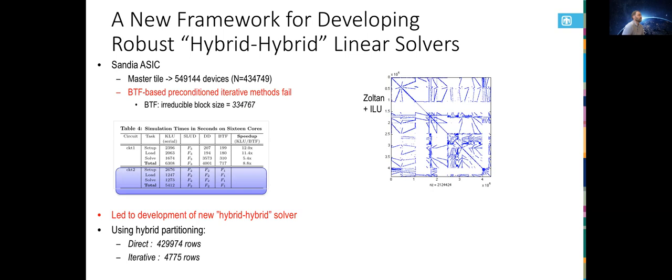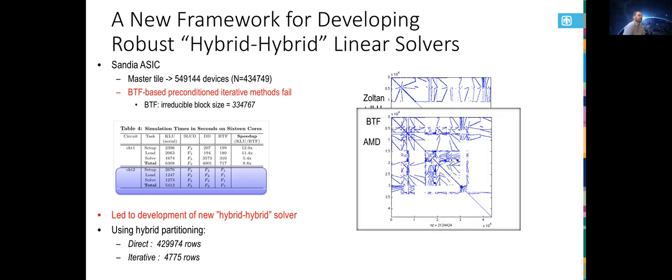This is a fairly large, over 500,000 devices, about 500,000 unknowns. And BTF just completely failed. When you apply BTF to it, the matrix really didn't change a whole lot. You got stuck with this really large irreducible block. And so that style of preconditioner really wasn't going to work very well.